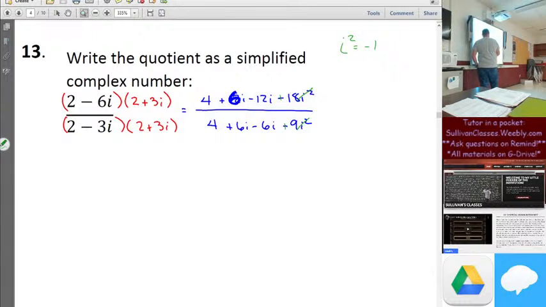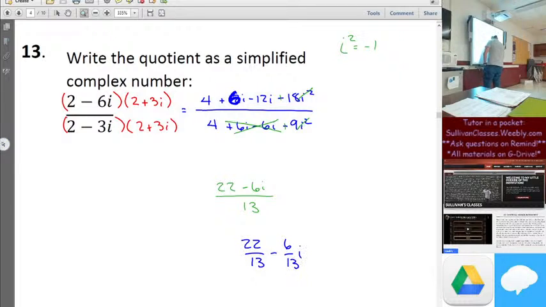Combine like terms on the top. 4 plus 18 is 22. 6i's minus 12i's is negative 6i. These two cancel. 4 plus 9 is 13. Please separate your real friends from your imaginary friends. Otherwise, you won't have real friends anymore.